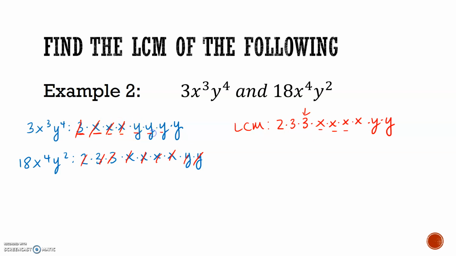I have 1, 2, 3, 4 y's. I have this y. I have 2 of those y's. So I have 2. I'm missing 2 more. So I need to multiply in 2 more y's. And then we just multiply this out together. So 2 times 3 times 3, well, that's 18, times 1, 2, 3, 4 x's, x to the 4th, and 1, 2, 3, 4 y's, so y to the 4th. And this is our least common multiple.